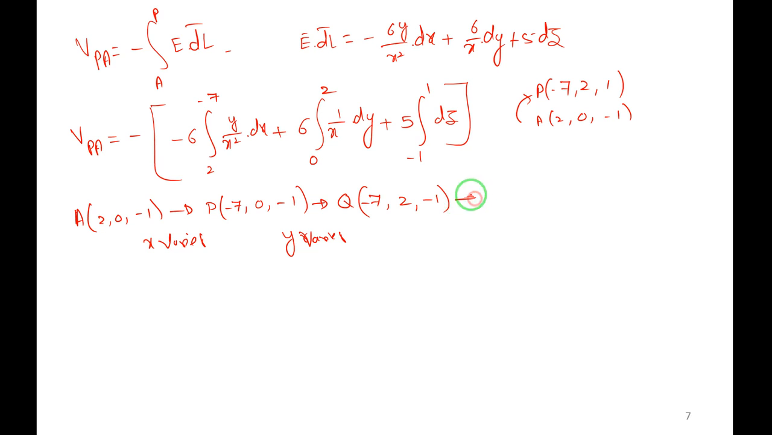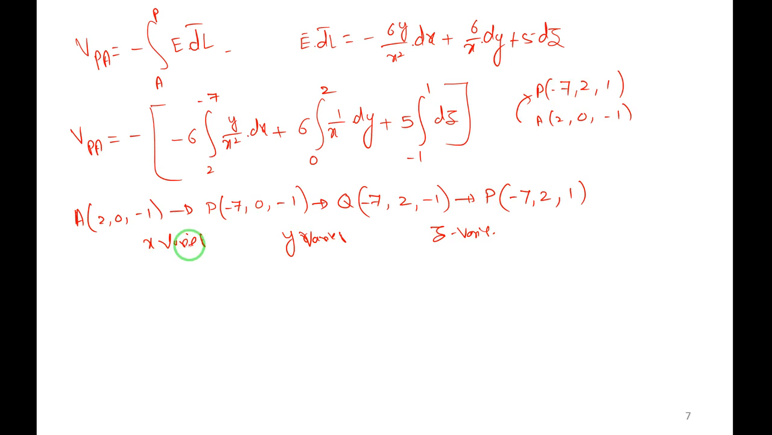Next. Okay, I will not name this point. Z varies, right? So minus 7 comma 2, x and y, they are fixed. Z is varying from minus 1 to plus 1. Observe this point minus 7, it is P only, right? So I have broken the path of integration.